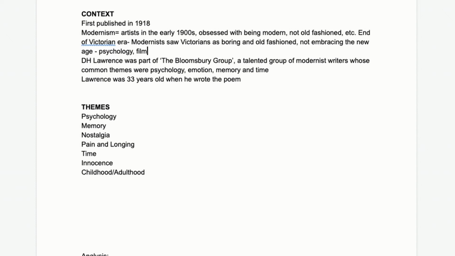And you can see that in the actual poem as well. You can see these influences. He was part of the Bloomsbury group, which I love. It's like this group of people in London. There's this road that they all lived on or they all hung out on.